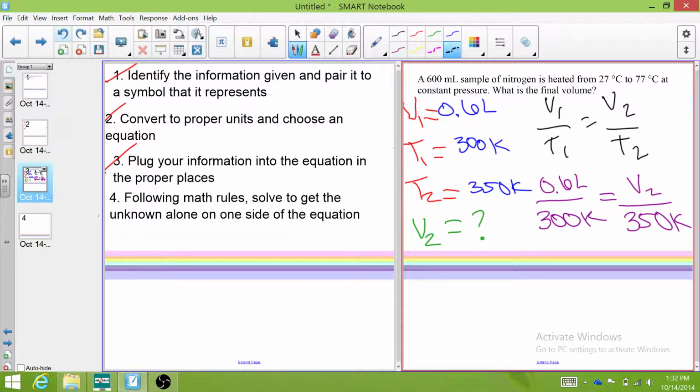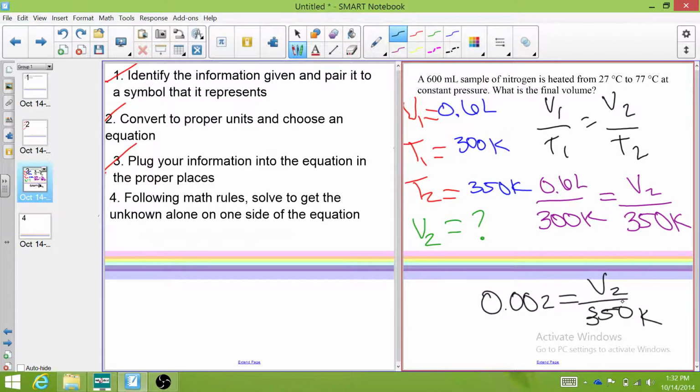To do that, the first thing I'm going to do is I'm going to do everything on this side of the equation. So that's 0.6 divided by 300. If I put that into my calculator, 0.6 divided by 300, I get the number 0.002, and that's equal to V2 over 350.